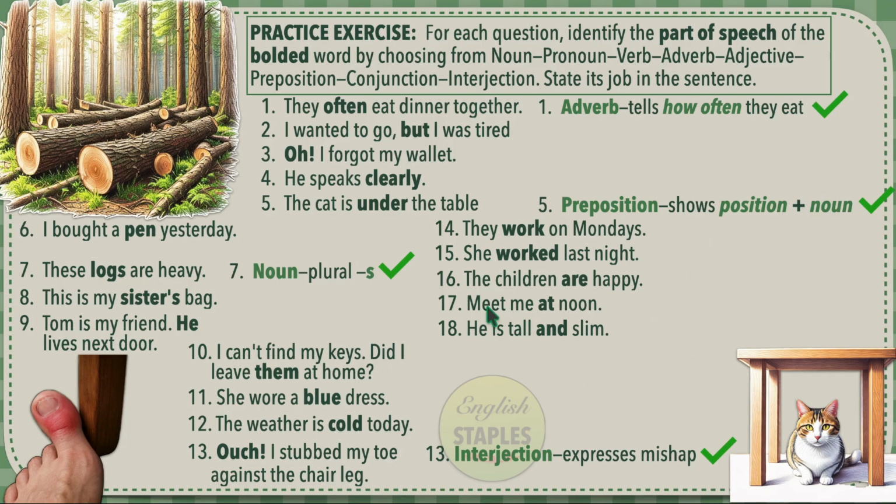Let's do one more, one last one. How about number 16? The children are happy. Are. What part of speech is are? It's a verb. Very good. It's a verb. It's a form of be. You now have an idea how to answer the questions.